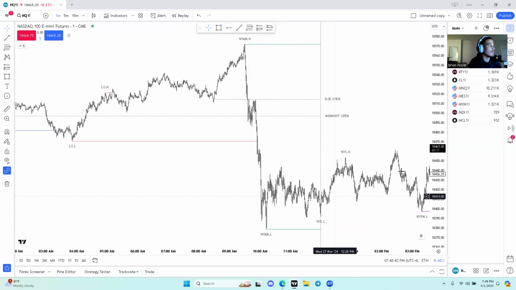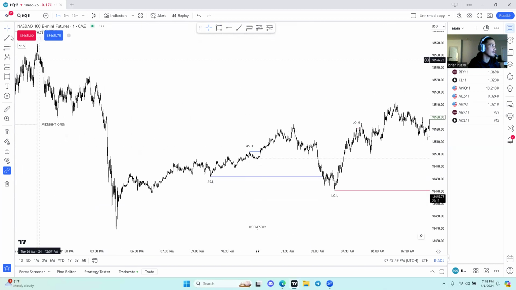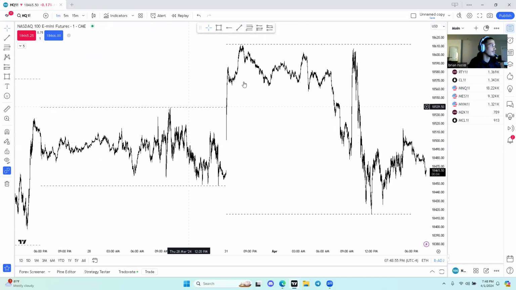We took out London low. We got a nice little reversal there. Asia high ended up reversing. Asia low ended up reversing. This stuff just happens over and over. If you go to the previous daily high and previous daily low, you'll see the same thing. Took the previous daily high, ended up framing a reversal up here.